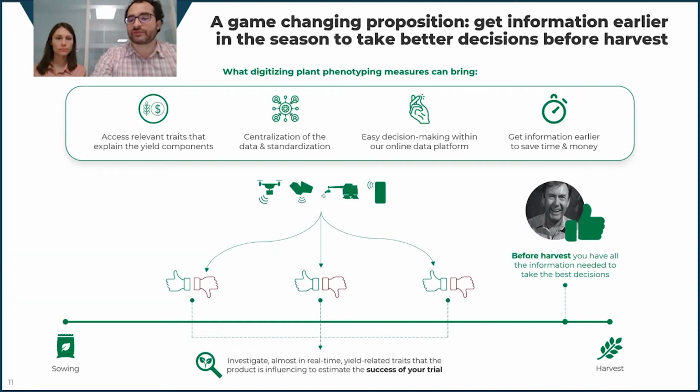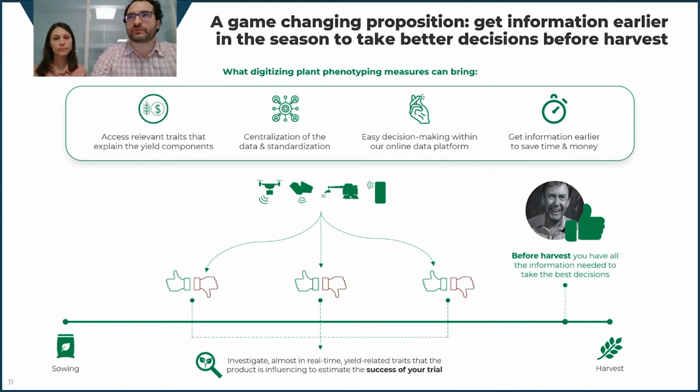By having high-throughput phenotyping with sensors, it allows you to know what is happening in your field during the season, before harvest most of the time. Let's take the example of a biostimulant. What you want to know is: is my biostimulant stimulating, for example, the quantity of leaves I'm making?